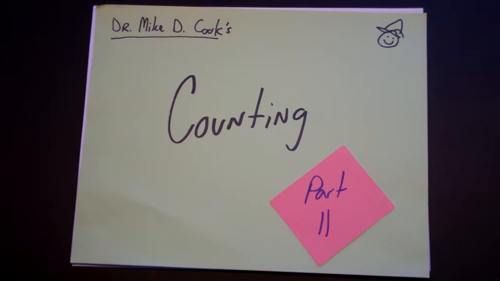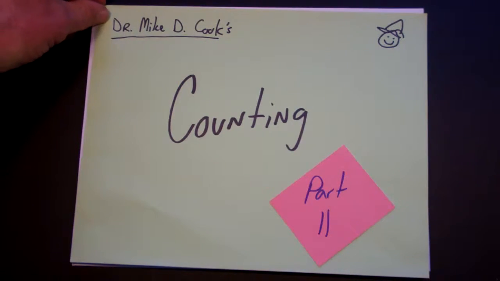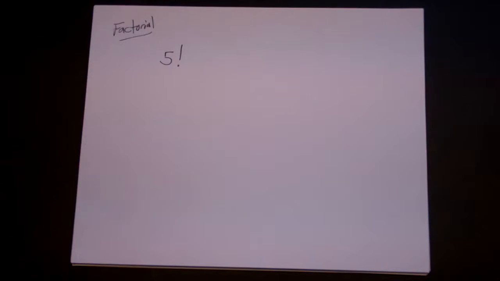This is the second in a series of videos on counting, or combinatorics, and in this video specifically what we want to do is look at some notation that we're going to use in the future. Specifically, the notation we want to look at first is factorial notation, and we use it like this. Let's go 5 with an exclamation mark, and the way we say that is 5 factorial.